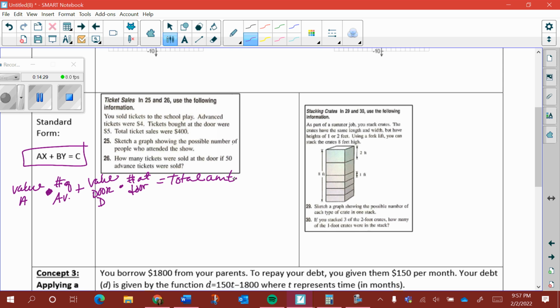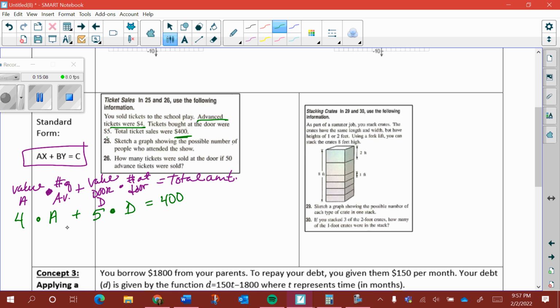So now we need to put in values that we already are given. So what we're given up here is that advanced are $4. So that'll be the value of $4, advanced. So it's 4 times, I don't know how many of those, so A, plus the value at the door is going to be $5 times number at the door, we're going to call that D for door, equals my total amount is 400. So now I have an equation, and now we can actually sketch a graph for the possible numbers of people attending.